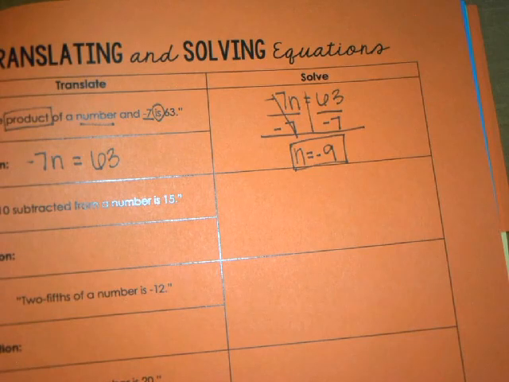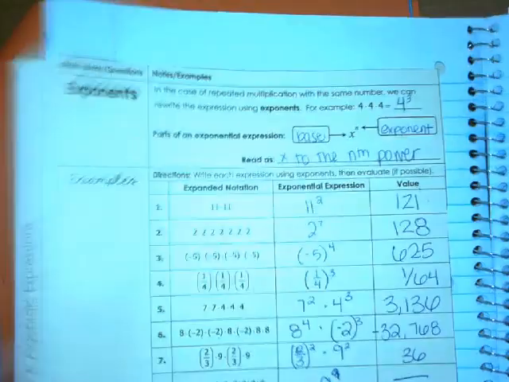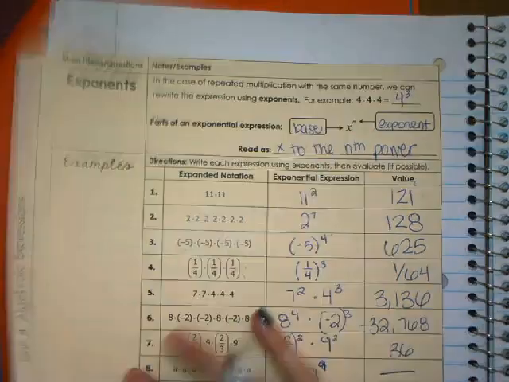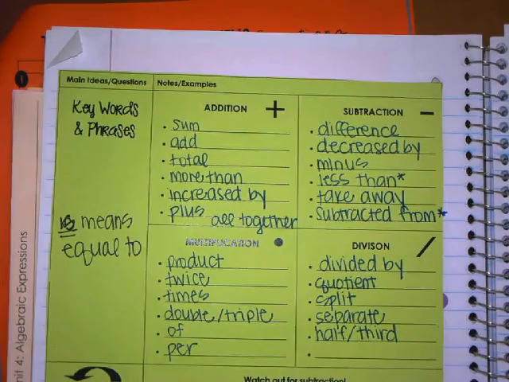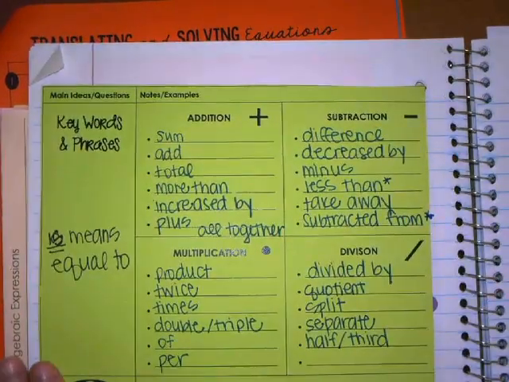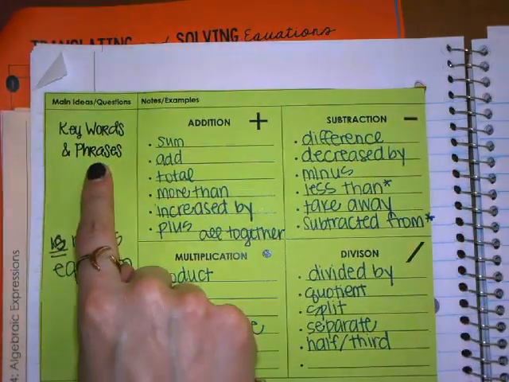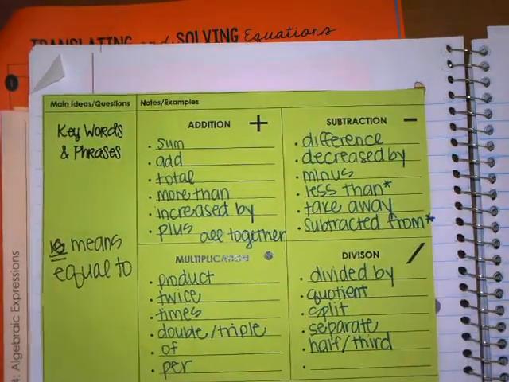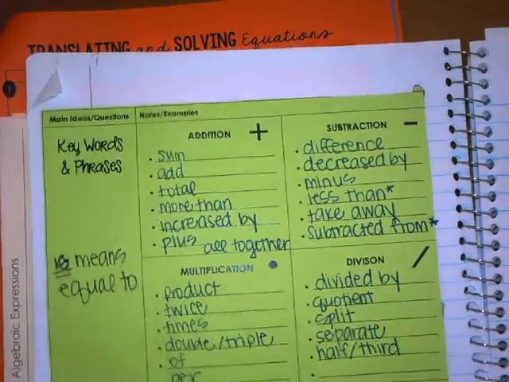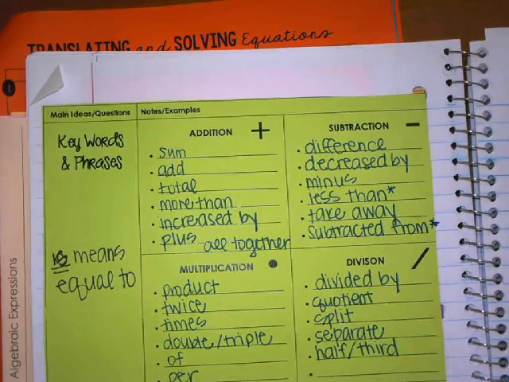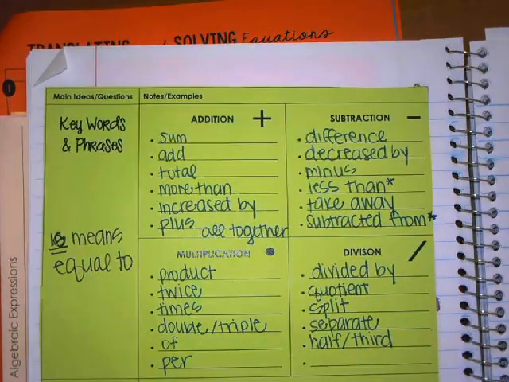So if you guys flip back in your notebook to your expressions unit, unit 4, look for, mine is green, so it's the lime green sheet of paper, and it says keywords and phrases on it. These are all the keywords and phrases that you will see in today and part of tomorrow's lesson, okay? So this is a really good page for you guys to refer back to.